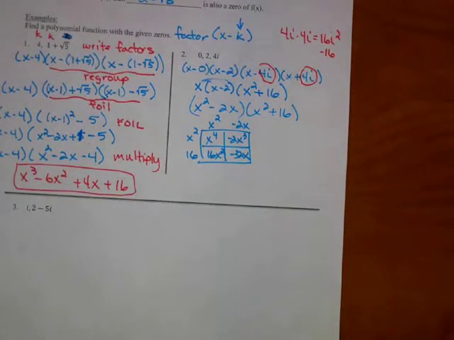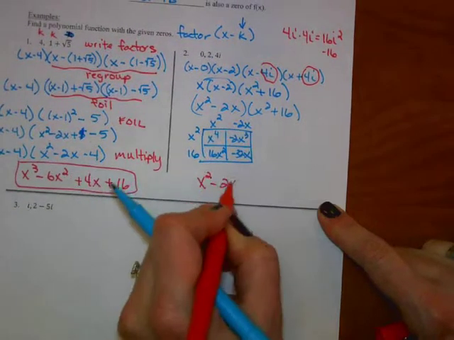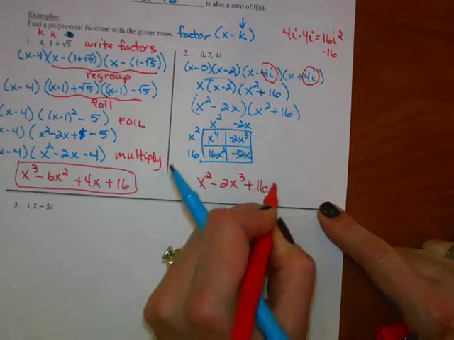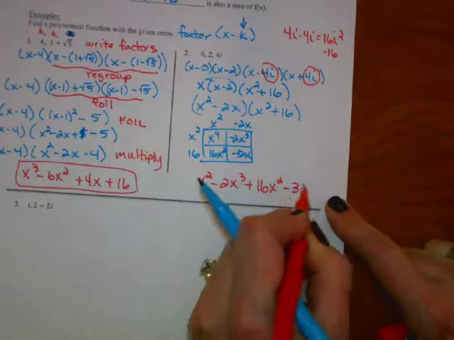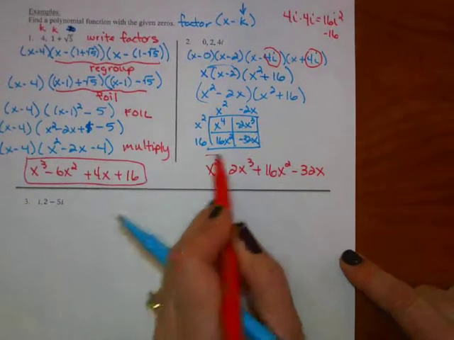None of them are alike, so I just got to write them all out. Can't combine any of them. So it's x to the 4th minus 2x cubed plus 16x squared minus 32x. And that's what I started with to get those zeros.